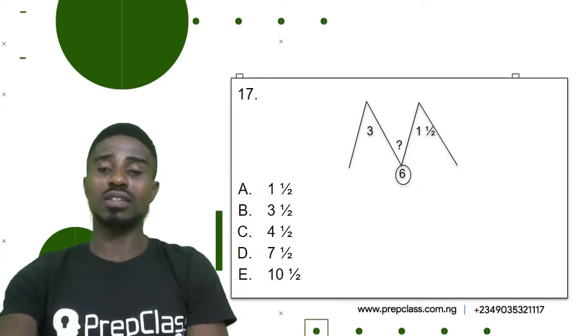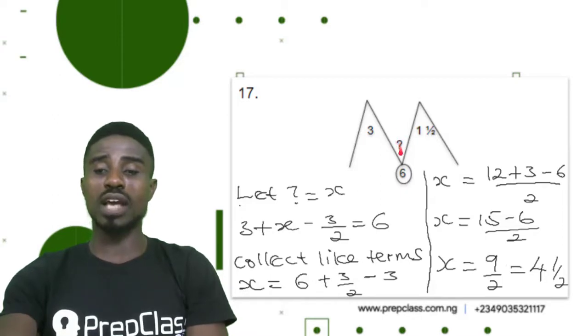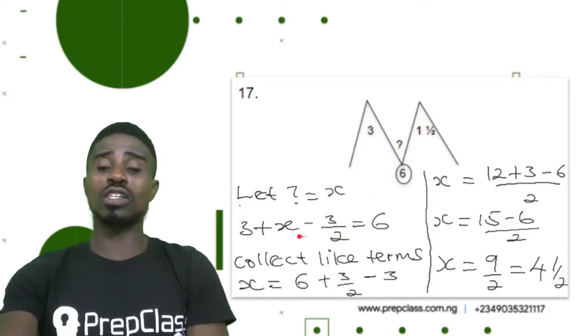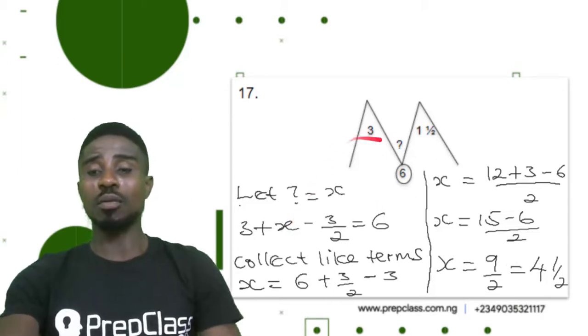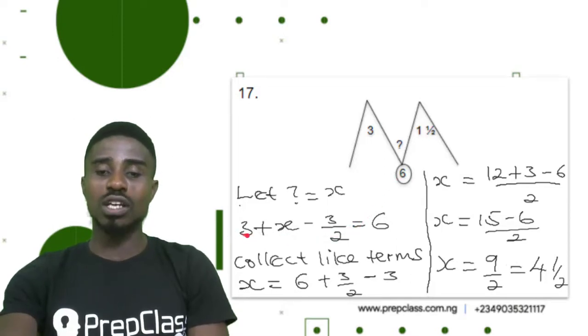Question 17. We've been asked to find what should be here. Let's see how to get it done. So we know we would have to replace this question mark with x so we can solve the question. So if we replace it with x, and we know the understanding we gained from the sample, it is 3 plus x minus 1 over 1 over 2 will give us 6. So we can write it out. 3 plus x minus 3 over 2, which is the same thing as 1 over 1 over 2. And how did we get it? 2 times 1 is 2, plus 1, 3. So that's 3 over 2, equal to 6.